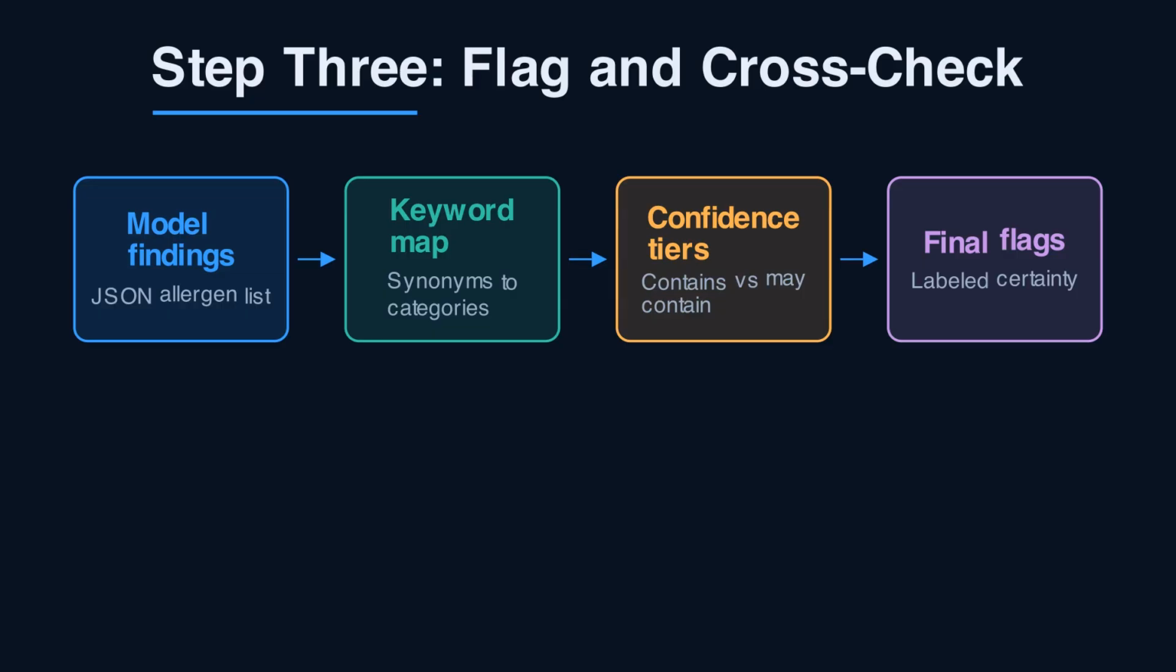Split findings into two buckets. Explicit contains statements are high confidence. May contain traces are lower confidence warnings. Surface both, but label the certainty clearly.